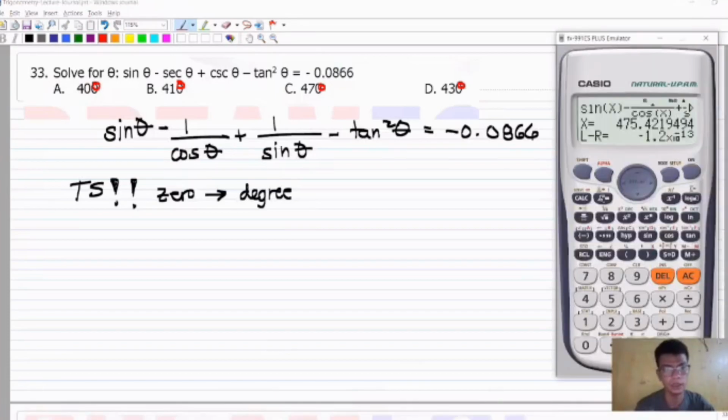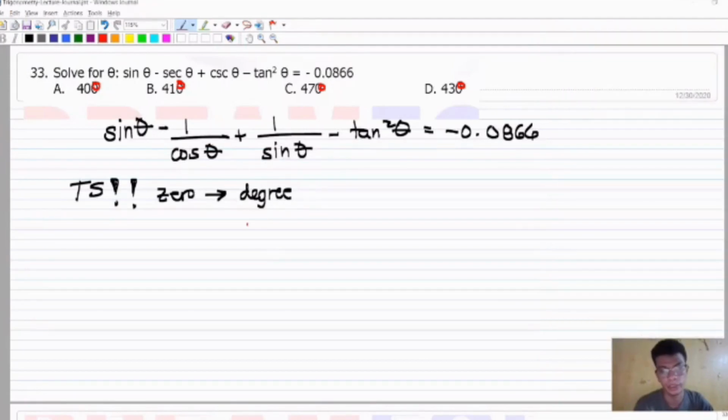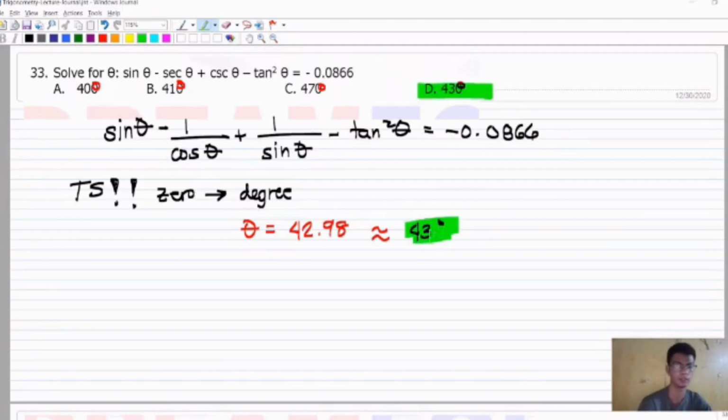Kaya kapag nag-shift solve ulit tayo, yung 40 na ilalagay natin, ang nilalabas ay 42.98. Shift solve ulit, kapag 47 naman, 42.98 pa din. So, angle is 42.98 or approximately 43 degrees. So, ibig sabihin, si letter D ang ating isasagot.